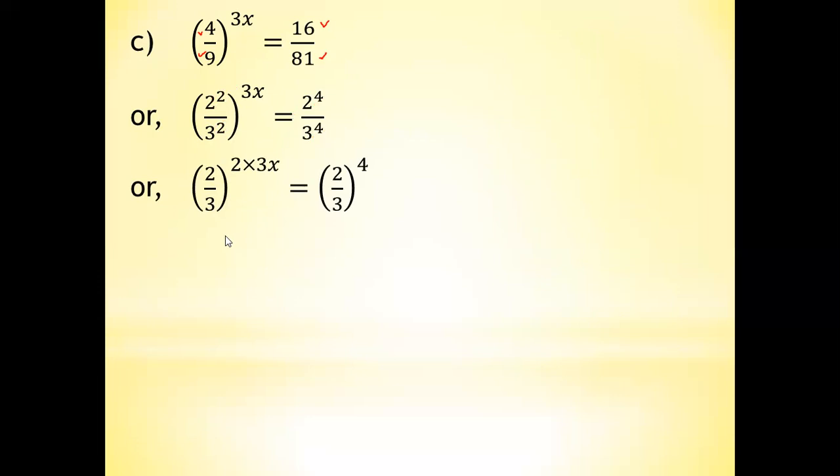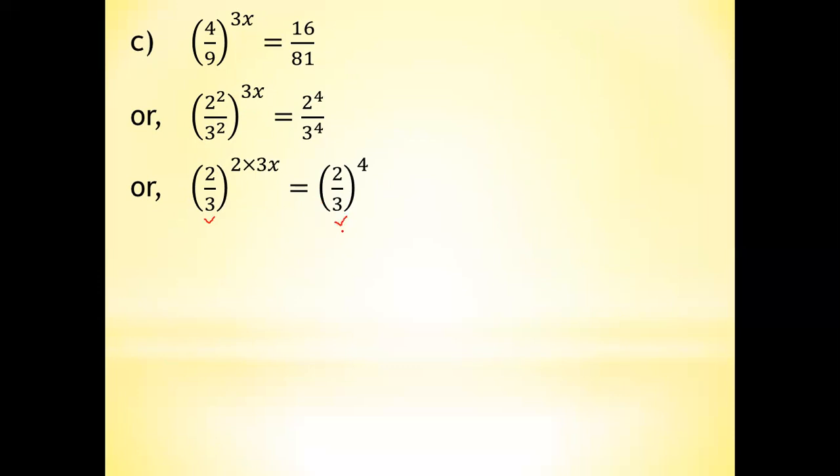Because power to the power will multiply. Yes, as we are taking power 2 from inside, there is already power 3x outside. That means power to the power, according to the power law, can be multiplied. The right hand side we have already explained. Now, here also we have arrived at the same condition. That means here is base 2 by 3 on the left hand side and here is base 2 by 3 on the right hand side.